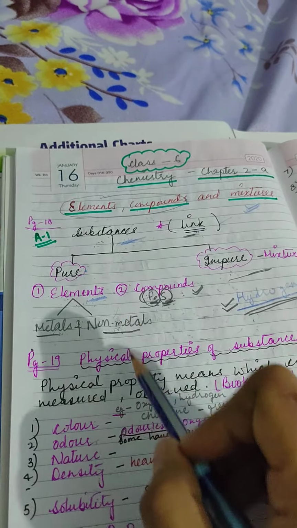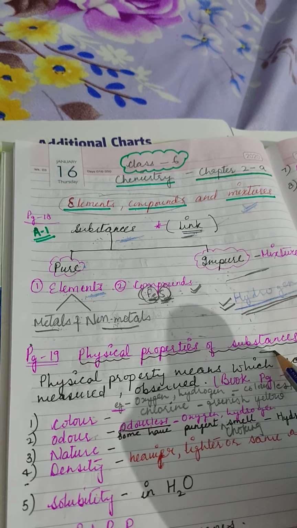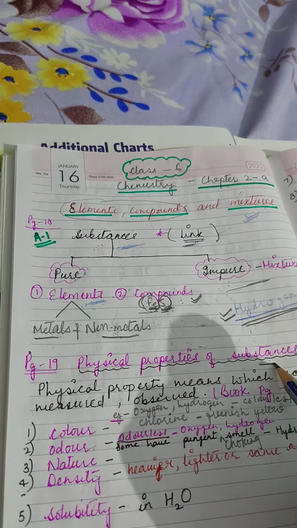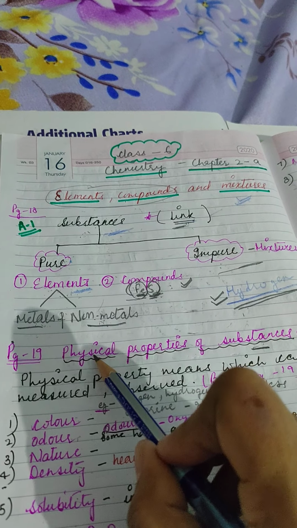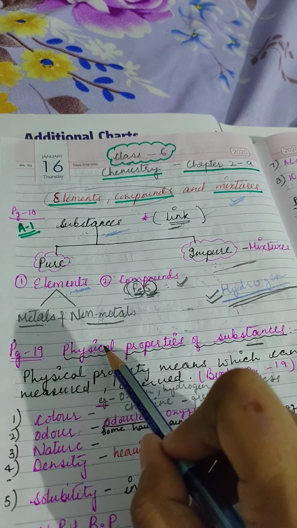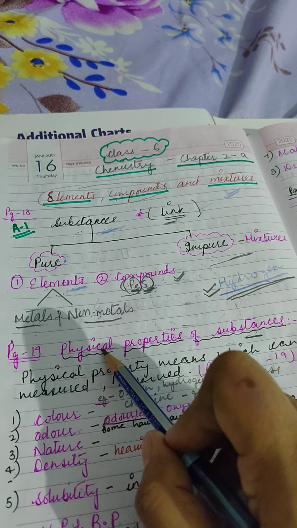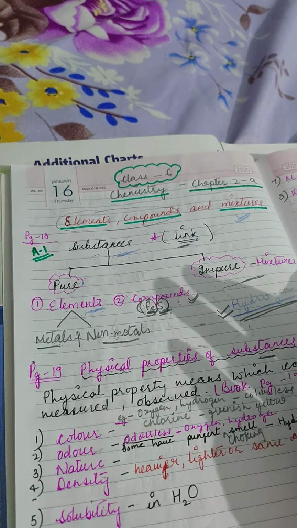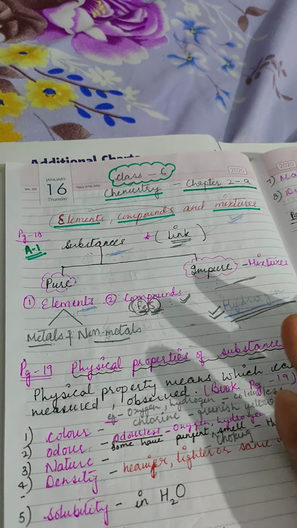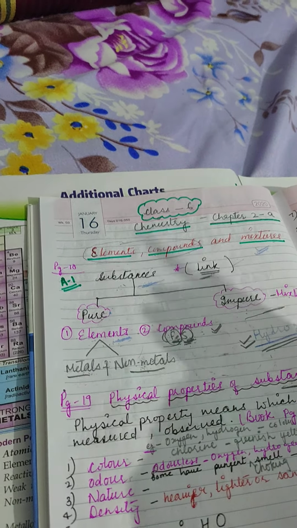Then your next page is related to the physical properties of substances. All the substances present around us have some properties in them. उन सब की कुछ अपनी अलग characteristic properties होती हैं. What are physical properties? Physical properties means which can be measured, which can be observed, which can be sensed, which we can feel, right? जैसे कलर है, किसी सब्सटेंस का कलर, किसी सब्सटेंस में स्मेल है, किसी सब्सटेंस में स्ट्रॉन्ग स्मेल होती है, किसी में कम होती है, किसी में स्मेल नहीं होती है.